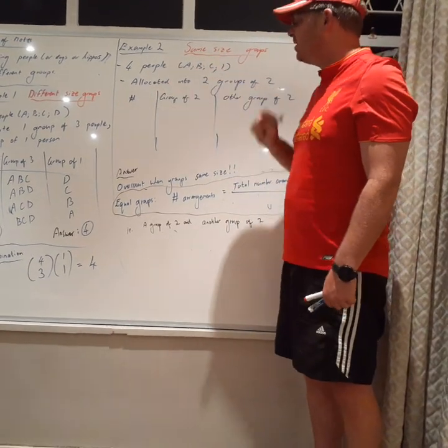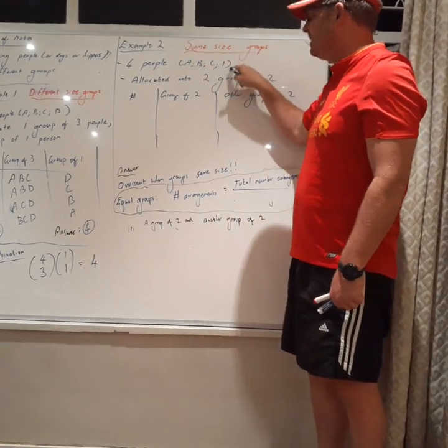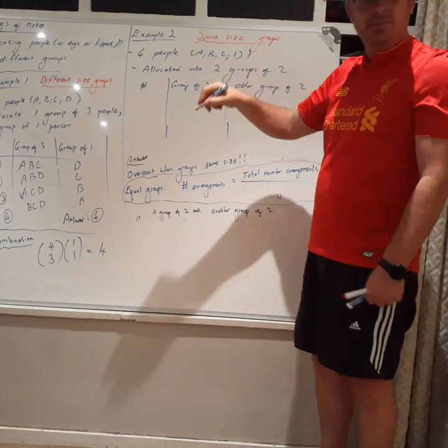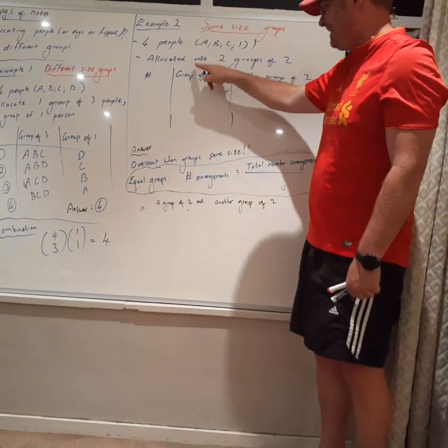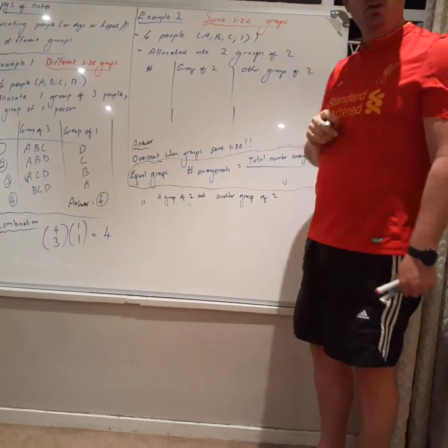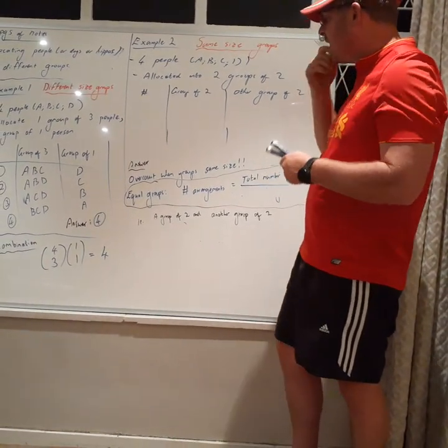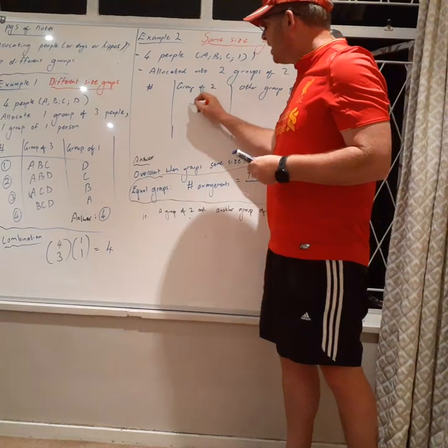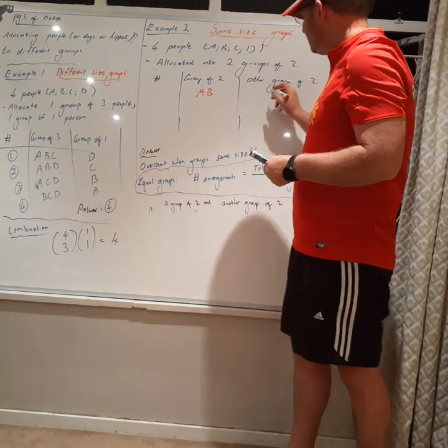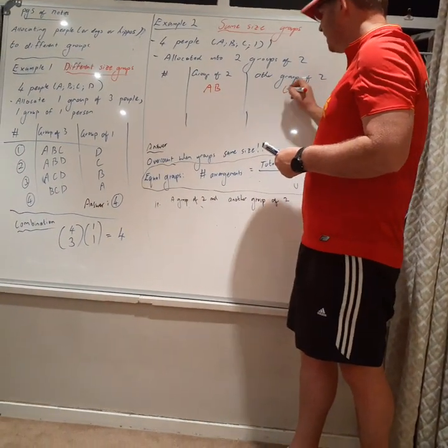Okay, so again, we're going to start with 4 people, person A, B, C, and D. In this class, you're not just a number, but sometimes you are just a letter. And you allocate it into 2 groups of 2. So, what are our choices? So we could have A and B in this group, which means that C and D will be in the other group.